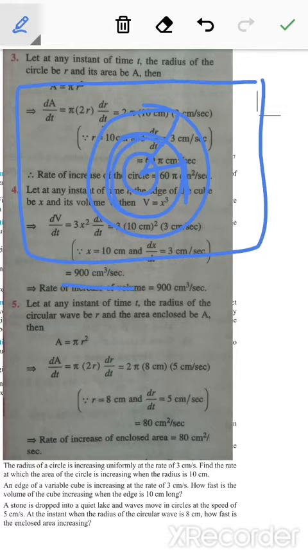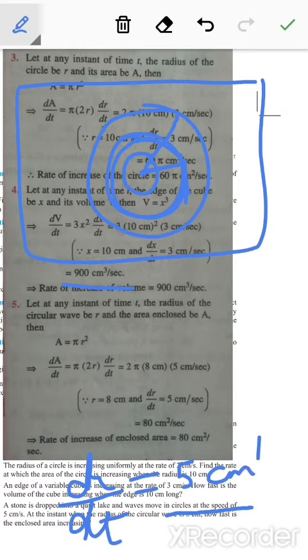So we have to find the increase in area with respect to time, because it's given that a stone is dropped into a quiet lake and waves move in circles at the speed of 5 centimeter per second. So what is given? dr/dt is equal to 5 centimeter per second. Centimeter is the unit of radius, per second means differentiating with respect to time. So dr/dt is given and we have to find dA/dt.